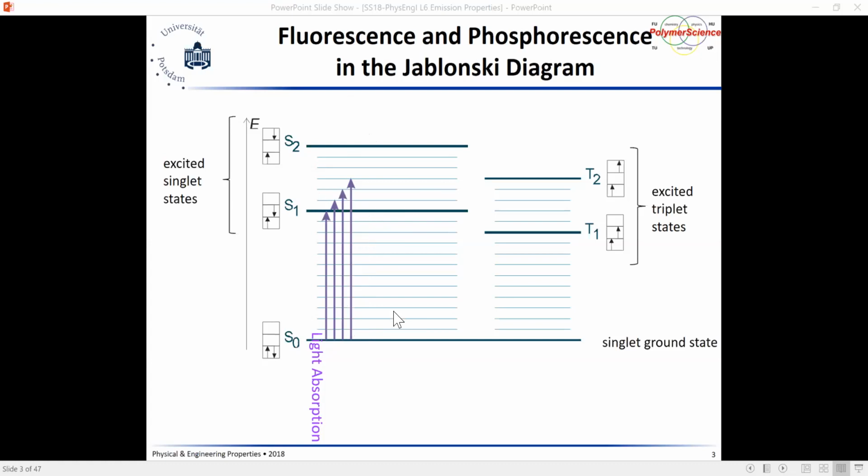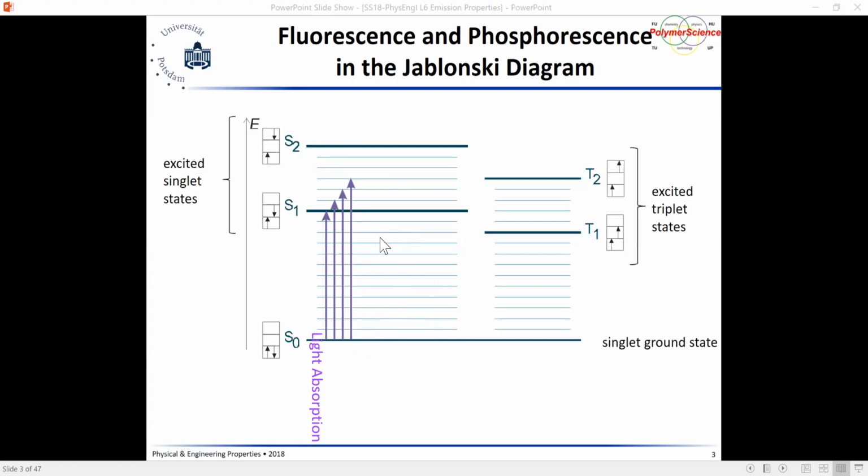As you can see, you have these very thick solid lines which define the electronic states. S0 is the ground state, S1 the first excited state, S2 the second excited state. The S stands for singlet. And as we have said before, in the singlet state or in the ground state, the spins are always paired, so one up, one down. Now you have these finer lines in between each of these electronic states. These are the vibrational states.